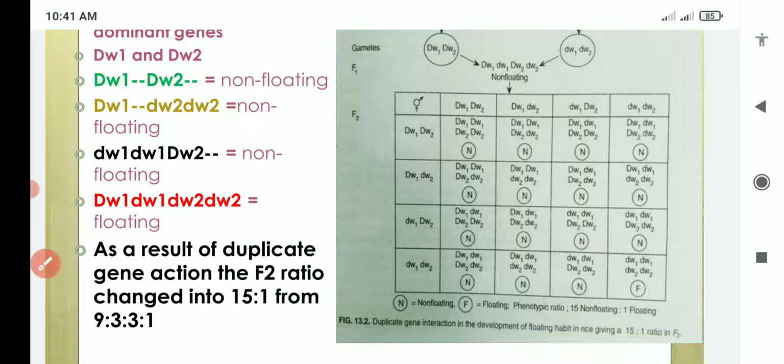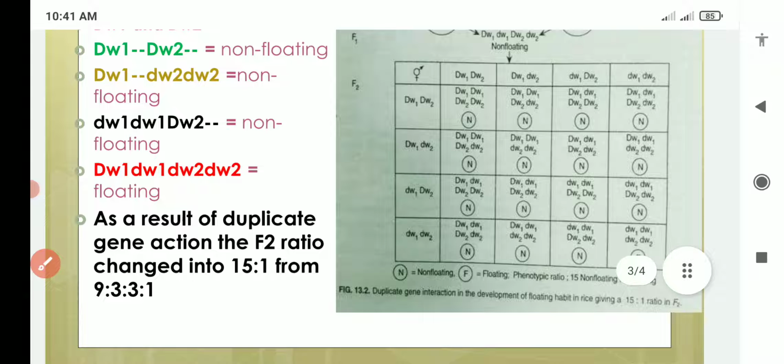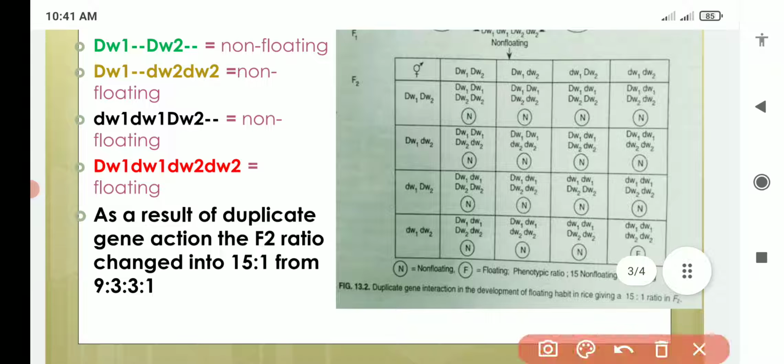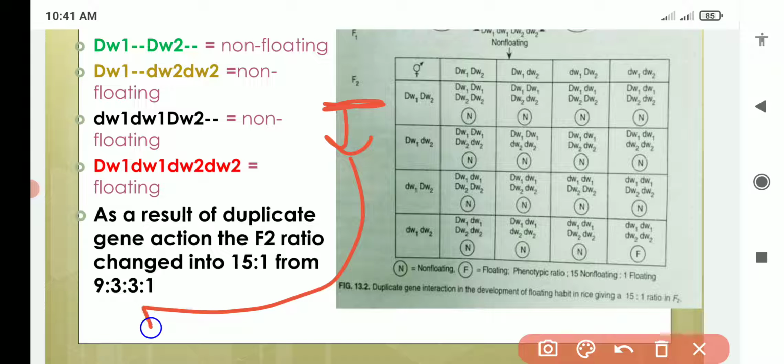So that's why, normally the F2 dihybrid ratio is 9:3:3:1. We all know that it is Mendel's law of independent assortment in which we observe this 9:3:3:1 ratio. Now it is going to change into 15:1 due to this duplicate gene interaction.